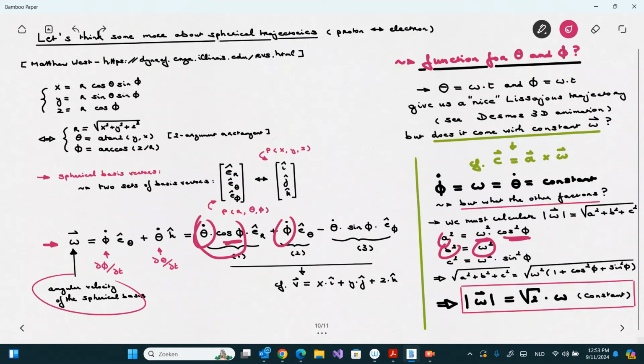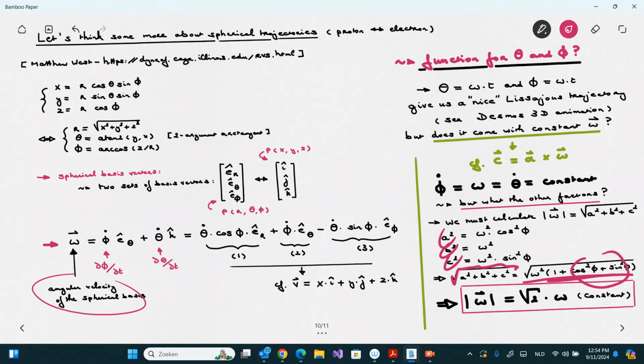Now, what you will see, of course, and I'm really angry at myself that I didn't think of it much earlier, is that if we write the square root of these terms, then we get this. And we know that the sum of a squared cosine and a squared sine is equal to 1. That's the definition of a circle. So I look at this: the magnitude of my angular velocity vector is the square root of 2 times omega, because here we have 1 plus 1 is 2, and the square root of omega squared is omega. So I have proved that this angular velocity is constant, and so I have a nice proton model.